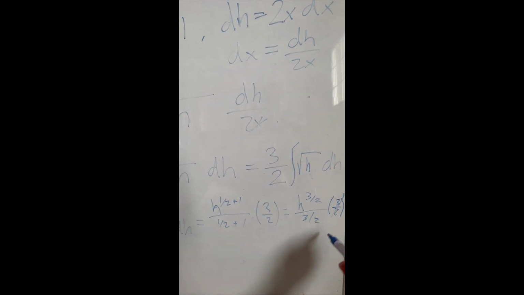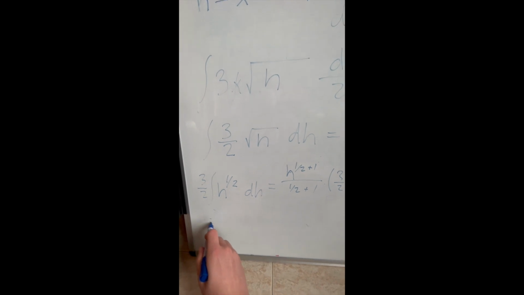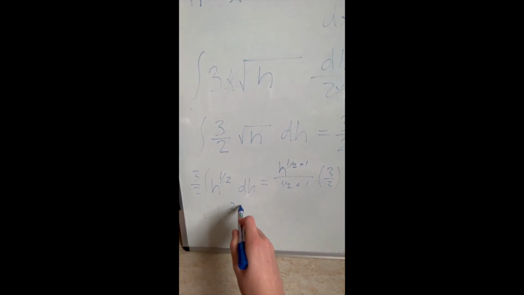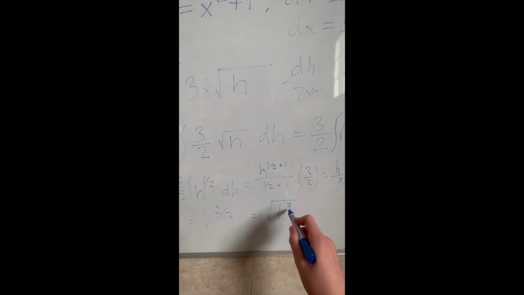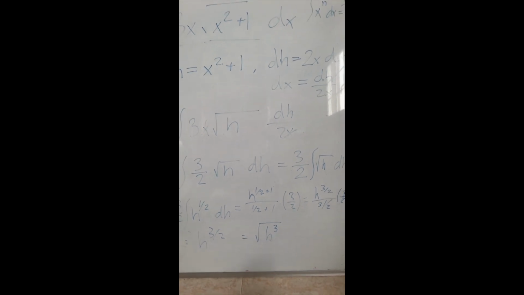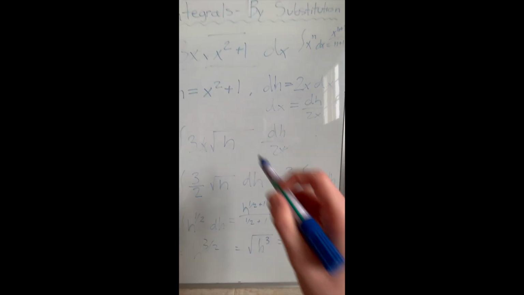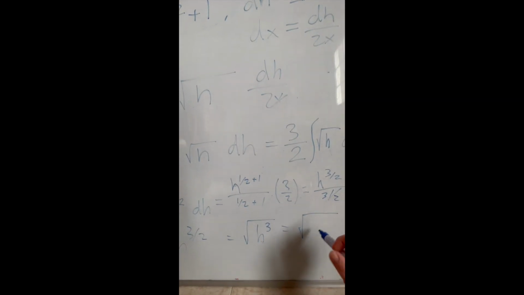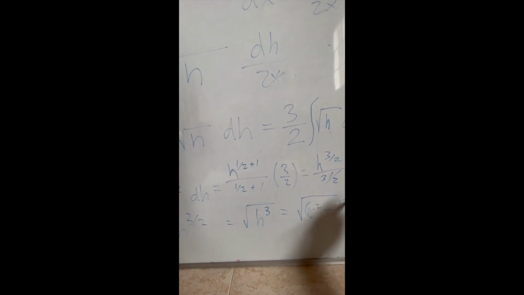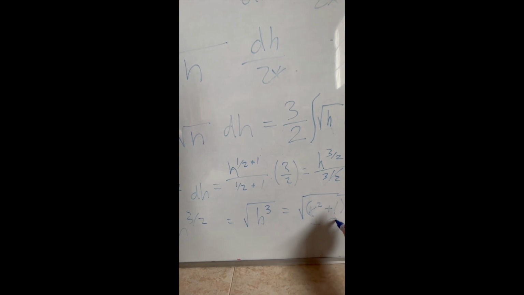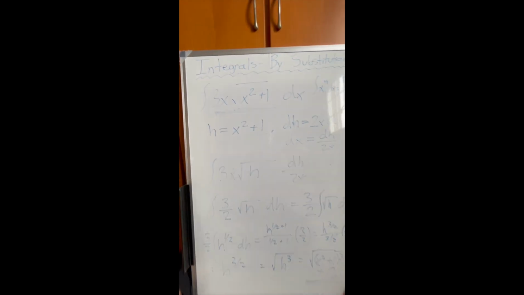So we can cancel this 3/2 with this 3/2, as this is multiplying and that is dividing, and we are left with h to the power of 3/2, which is basically the square root of h cubed. Now we undo our change of variable, so we have the square root of our h, which is x squared plus 1, x squared plus 1 to the power of 3, plus c, of course. And that is our integral of this function.